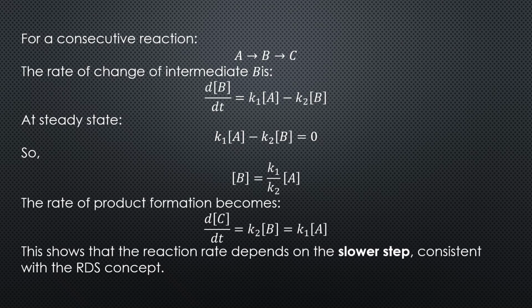Therefore, the concentration of B equals the rate constant for the first step divided by the rate constant for the second step multiplied by the concentration of A. The rate of formation of product C then equals the rate constant of the first step multiplied by the concentration of A. This shows that the reaction rate depends on the slower step, consistent with the rate-determining step concept.